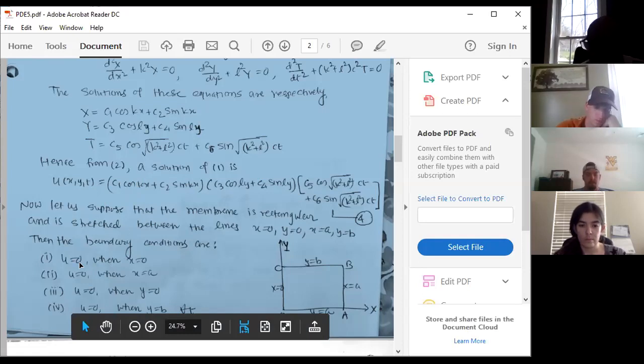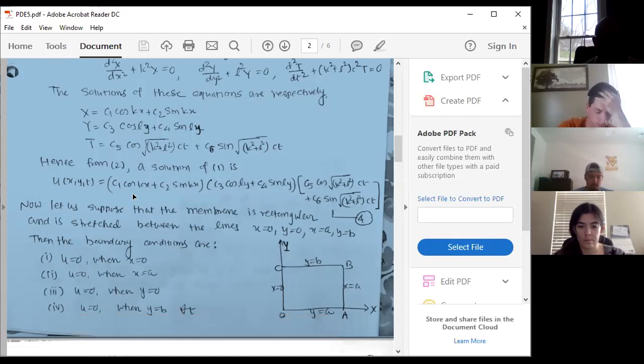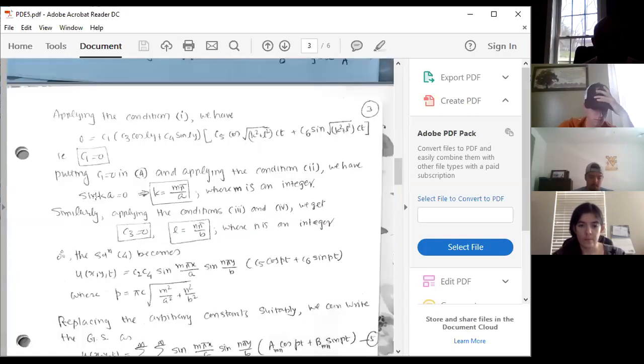If you take u equal to 0 when x is equal to a, already I said C1 equal to 0, so this is just gone. And x is equal to a, so C2 sine ka equal to 0. You are going to get something like this: C2 sine ka equal to 0. And sine ka is equal to 0 means k equal to m pi by a.